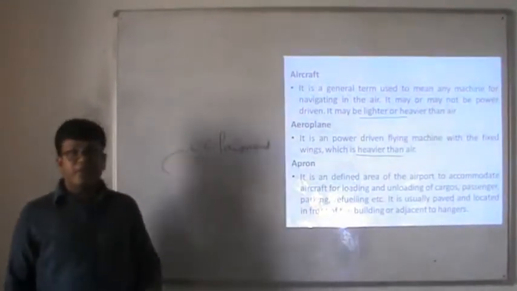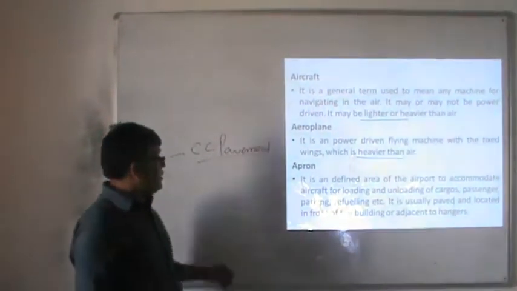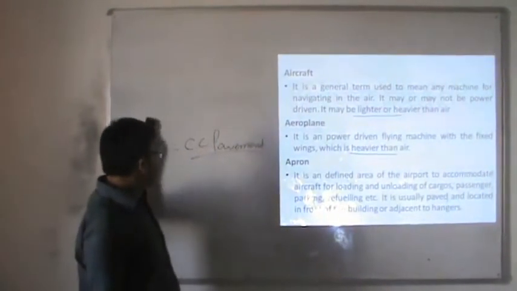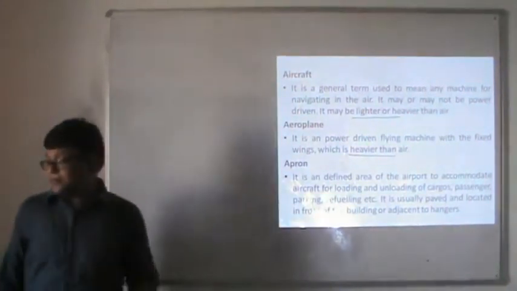While in case of CC pavement, the oil does not get cleared in the concrete pavement. There will be no problem even though there is spillage of oil. So that is why we prefer the CC pavement on the aprons.